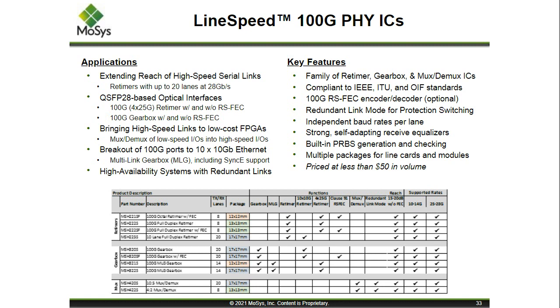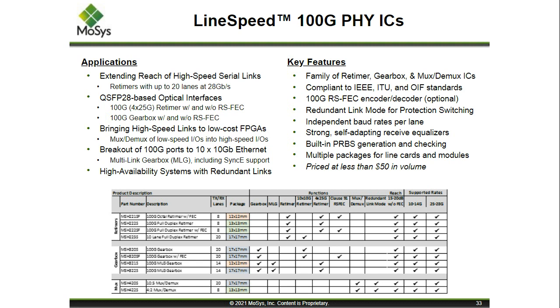A Reed-Solomon forward error correction, or RSFEC coding, is employed by most of the 100 gig optical interfaces to meet the low bit error rate required of the various 100 gigabit Ethernet standards. We offer this RSFEC encoding and decoding embedded in the device. And we offer devices with both 4x25 gigabit retiming as well as 10x10 to 4x25 gig gearbox devices with this feature.